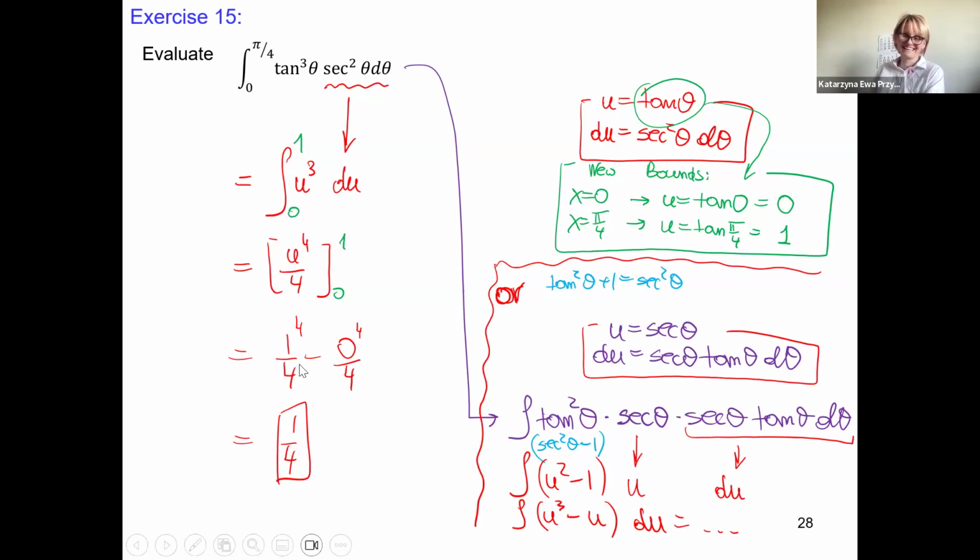Let's look at this solution. It's just u cubed and this is du. That's it, because that's the derivative. But just in case, we can see that the purple rewriting is also correct. Okay, nice, really nice.